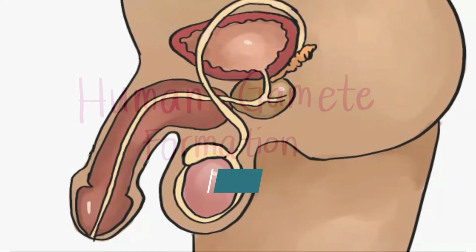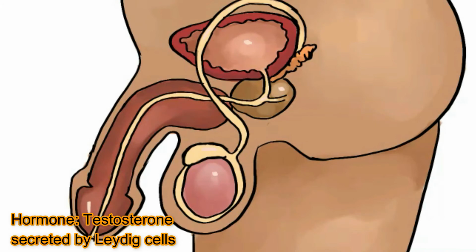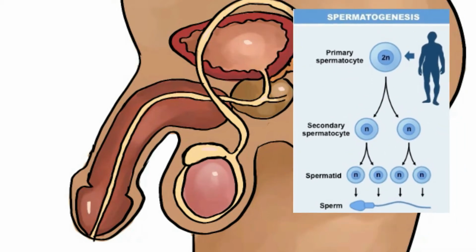Human gamete formation. In males, the production of gametes or sperm cells starts in the testicle or testis. They also produce the androgen hormone testosterone, which is secreted by Leydig cells. The testes are filled with coiled seminiferous tubules where spermatogenesis occurs. Sertoli cells nourish developing sperm cells.